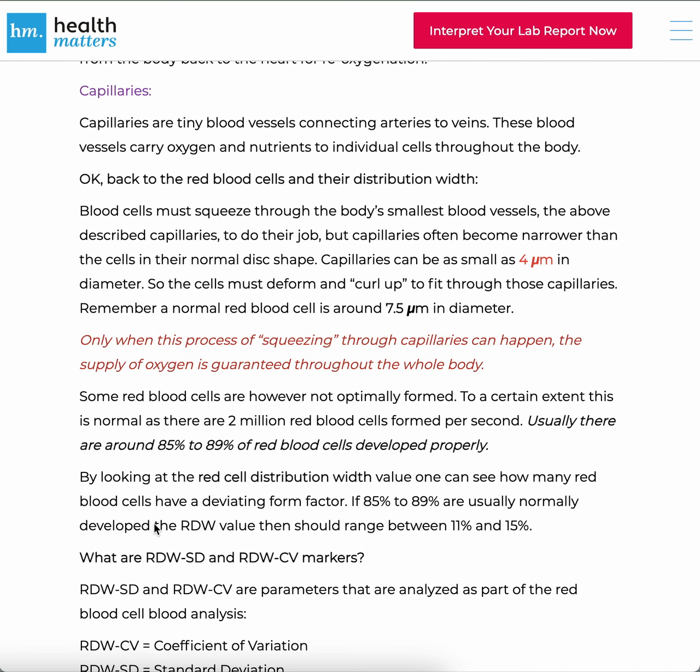By looking at the red cell distribution width, RDW, value, one can see how many red blood cells have a deviating form factor. If 85% to 89% are usually normally developed, the RDW value then should range between 11% and 15%. That's the optimal reference range. What are RDW-SD and RDW-CV markers?